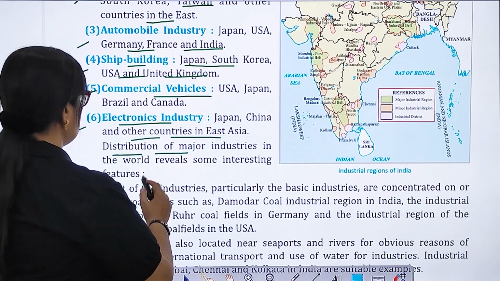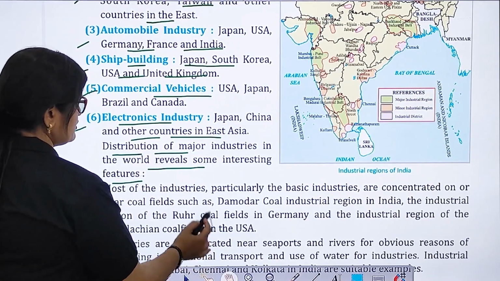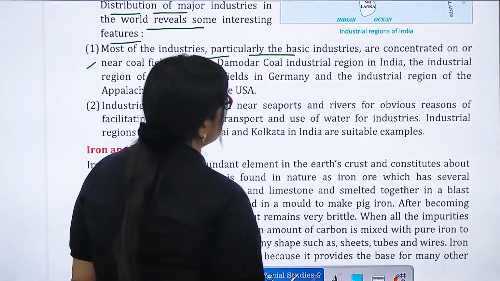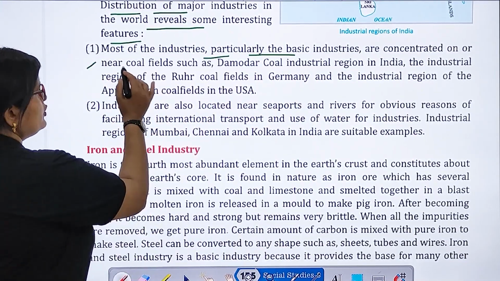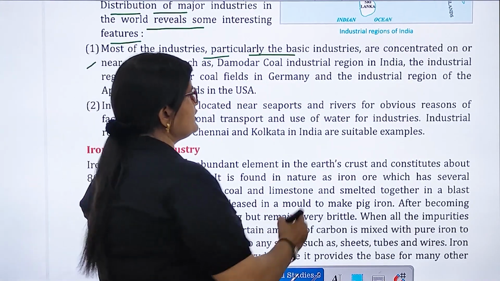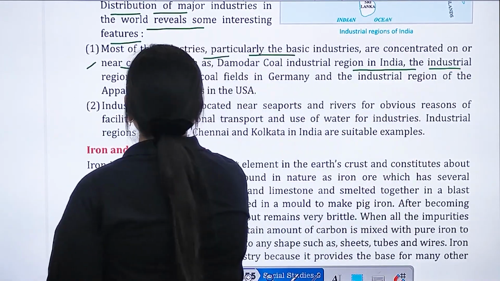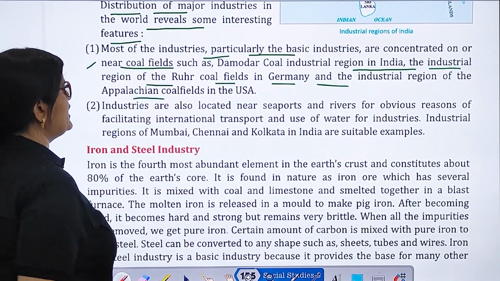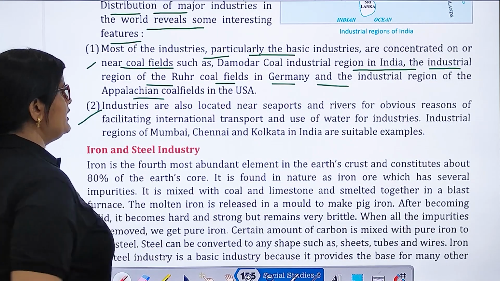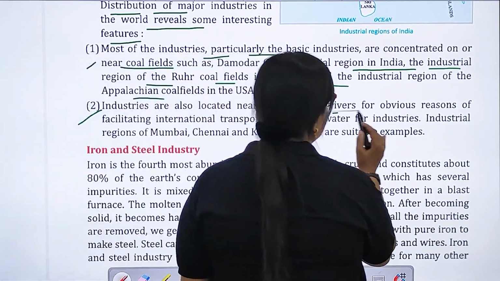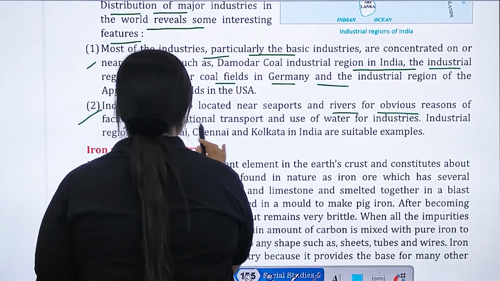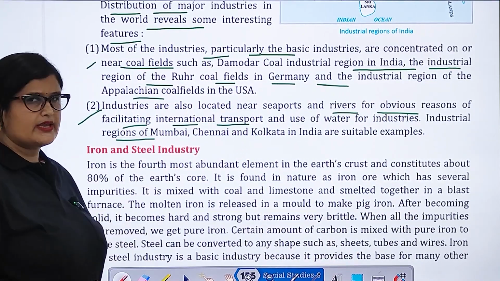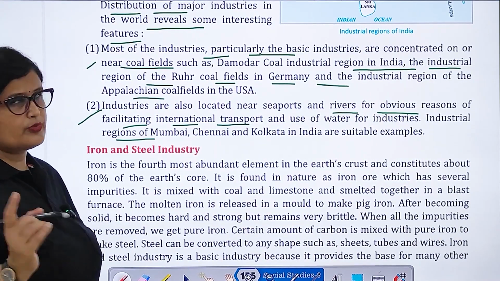The distribution of major industries in the world reveals some interesting features. Most of the industries, particularly the basic industries, are concentrated on or near coal fields, such as the Damodar coal industrial region in India, the industrial region of the Ruhr coal fields in Germany, and the industrial region of the Appalachian coal fields in the USA. Industries are also located near seaports and rivers for obvious reasons of facilitating international transport and use of water for industries. Industrial regions of Mumbai, Chennai and Kolkata in India are suitable examples.